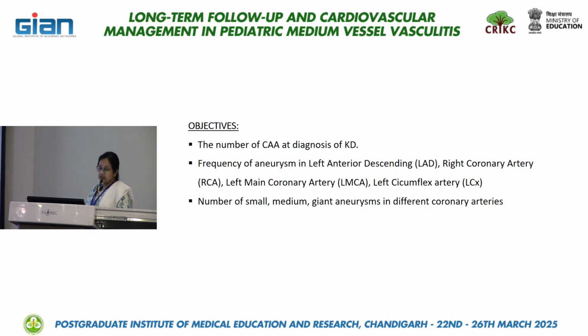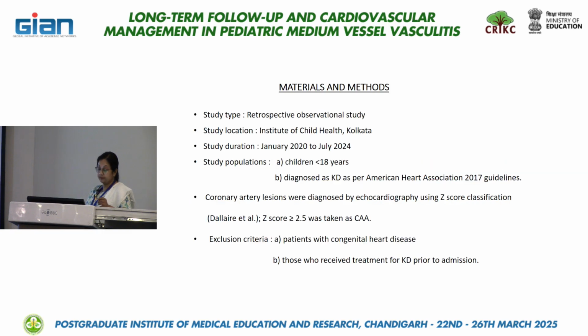The objective of our study is to note the number of coronary artery aneurysms at diagnosis of KD, note the frequency of aneurysm in different coronaries, and note the number of small, medium, and giant aneurysms in different coronary arteries. It is a retrospective observational study conducted in the Institute of Child Health, Kolkata, over a period of 4 years from January 2020 to July 2024. Children less than 18 years and diagnosed as KD as per AHA 2017 guidelines were included in the study.